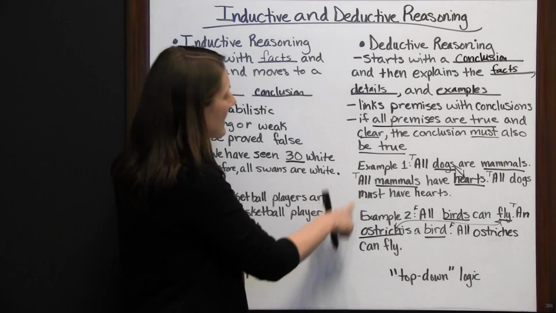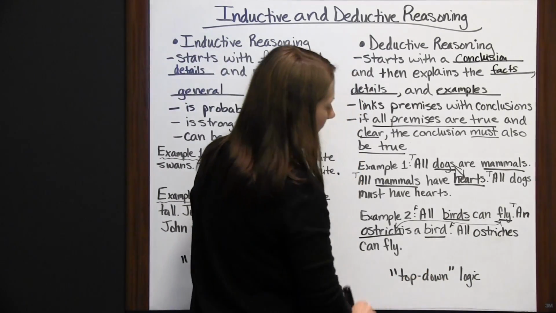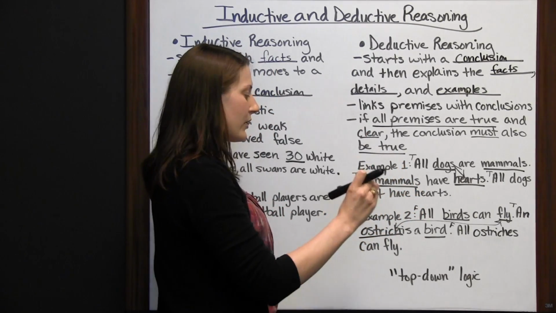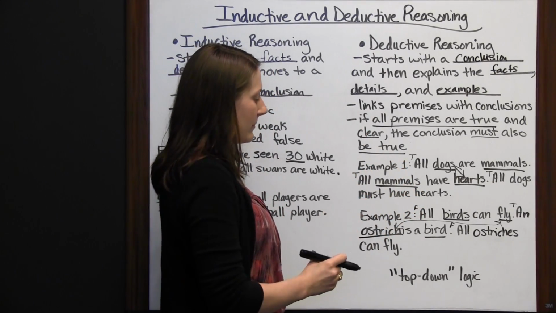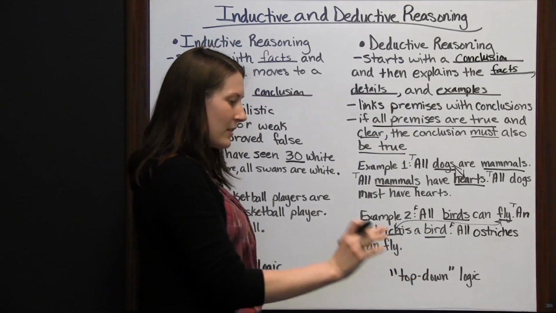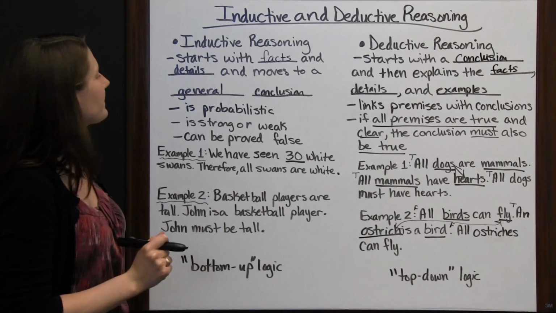And deductive reasoning is also called top-down logic because you start with known conclusions and work your way to specific examples at the bottom. So you start at the top, known conclusion, work your way down to the bottom to specific examples.